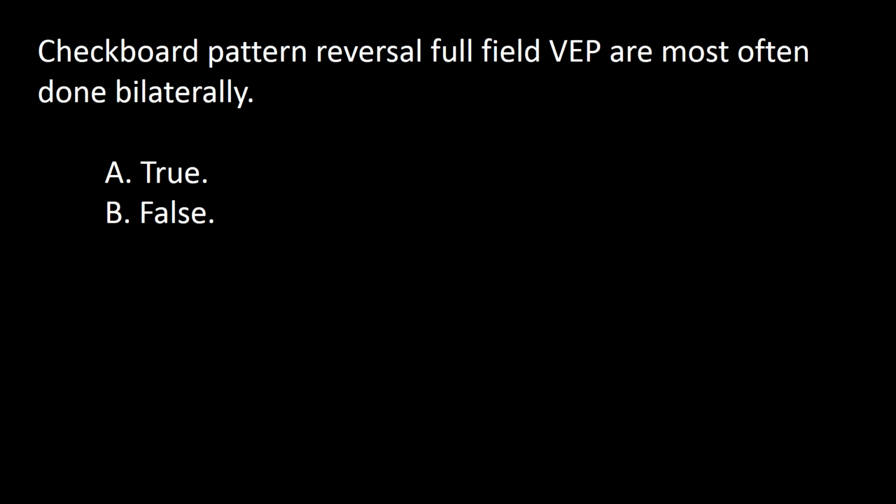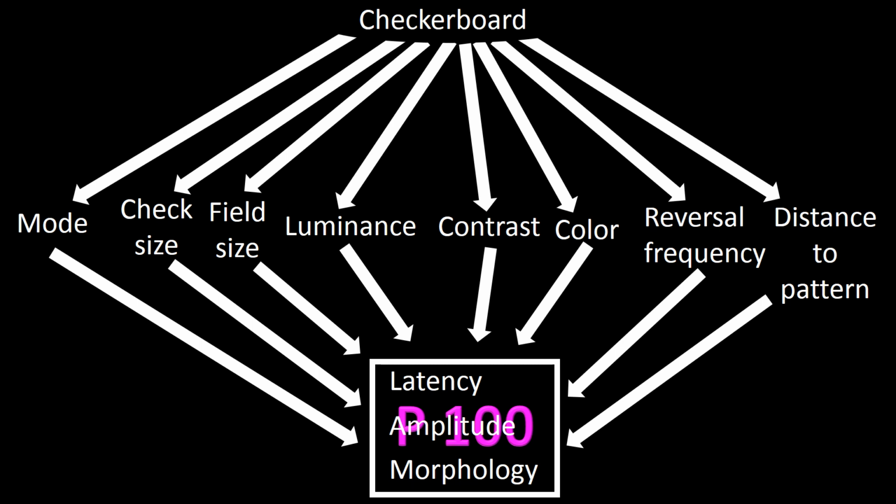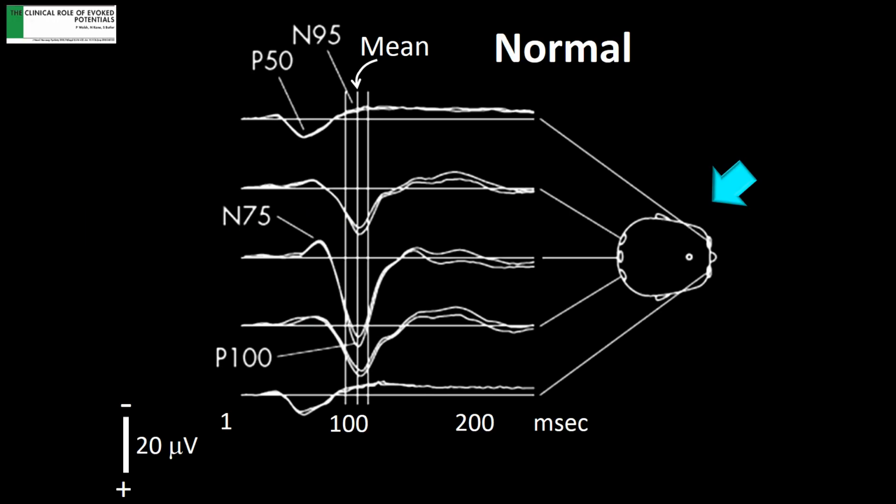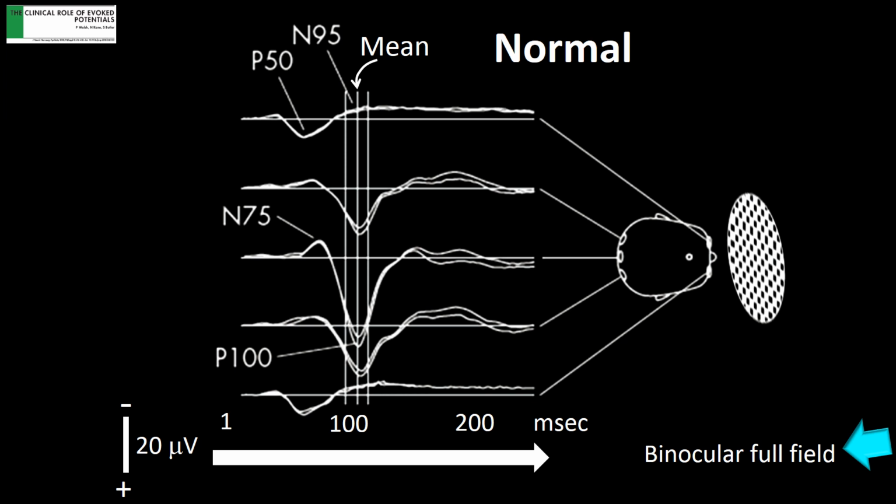Next question. Checkerboard pattern reversal full field visual evoked potentials are most often done bilaterally. A, true. B, false. I will go back to the checkerboard factor chart to specifically talk to you about the mode or method of stimulus presentation. As you can see in this list of modes of checkerboard presentation, which I introduced to you before, one of the possible ways to present the stimulus is by using a full field binocular stimulation. This diagram represents a visual evoked potential being conducted with the wave being recorded up to 250 milliseconds using a full field binocular stimulation.